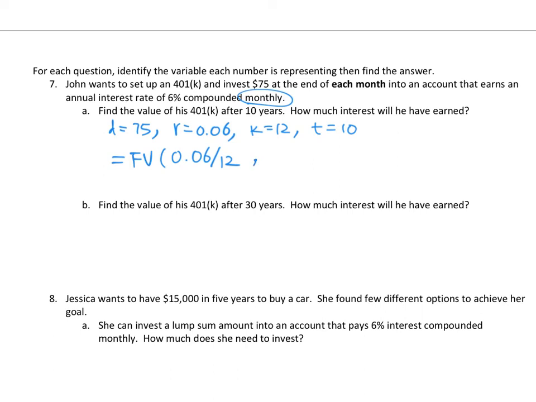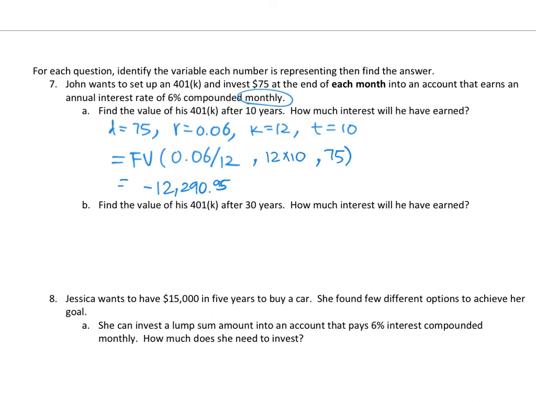And the next number I want to plug in is total number of deposits. So I'm doing monthly for 10 years. So it's 12 times 10, which is 120. And then the last one I'm going to plug in is how much you're investing, which is the payment amount, which is 75. Right, so when you calculate it out, you're going to see negative 12,290.95, right? Because they think you're making a payment, so it's negative, like accounting.